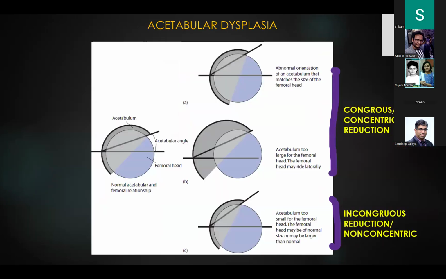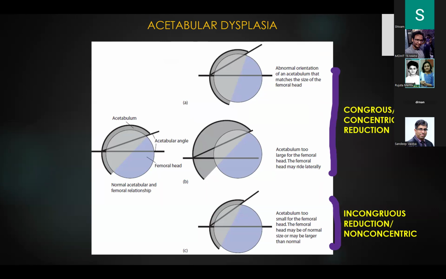In the event that there is an acetabular dysplasia, the presentation of this acetabular dysplasia will also be coupled with whether the hip is congruous or not. So if there is concentric reduction or a congruous hip, the possibilities are there will be abnormal orientation of an acetabulum that matches the size of the femoral head, or the acetabulum may be too large or capacious for the femoral head. That means that the femoral head may start riding laterally. This also is represented in the form of a very elevated acetabular index.